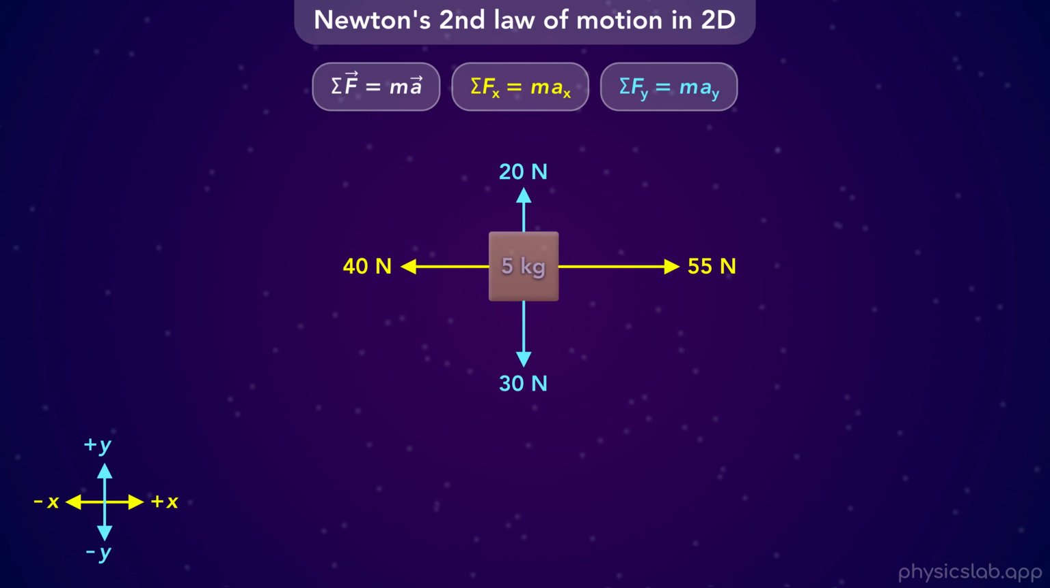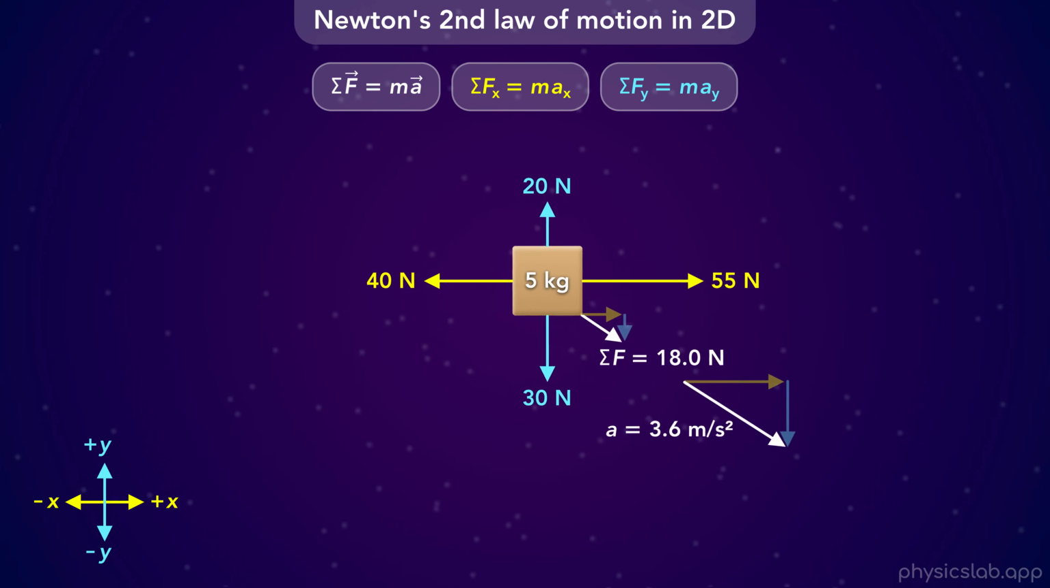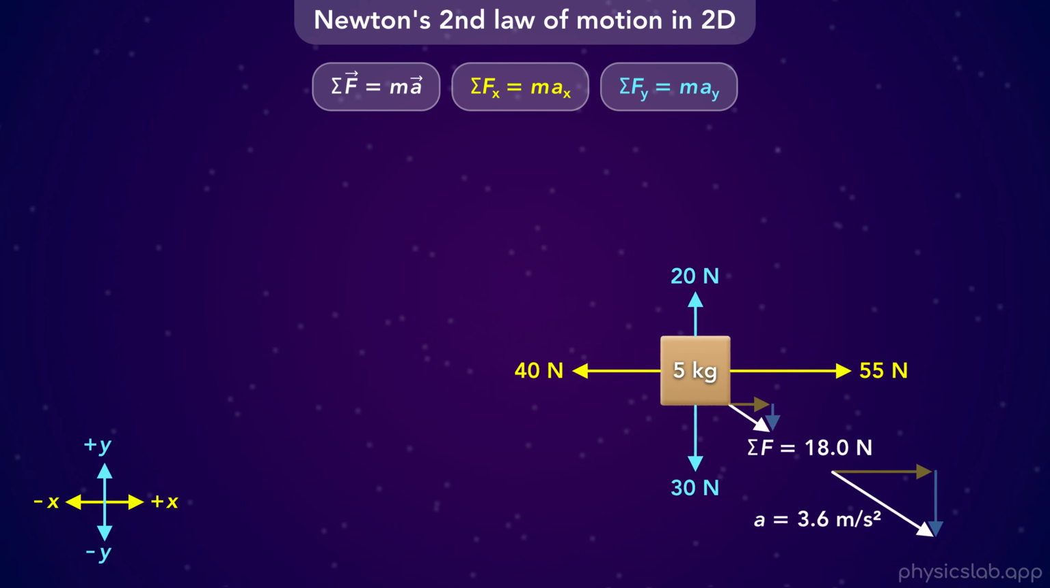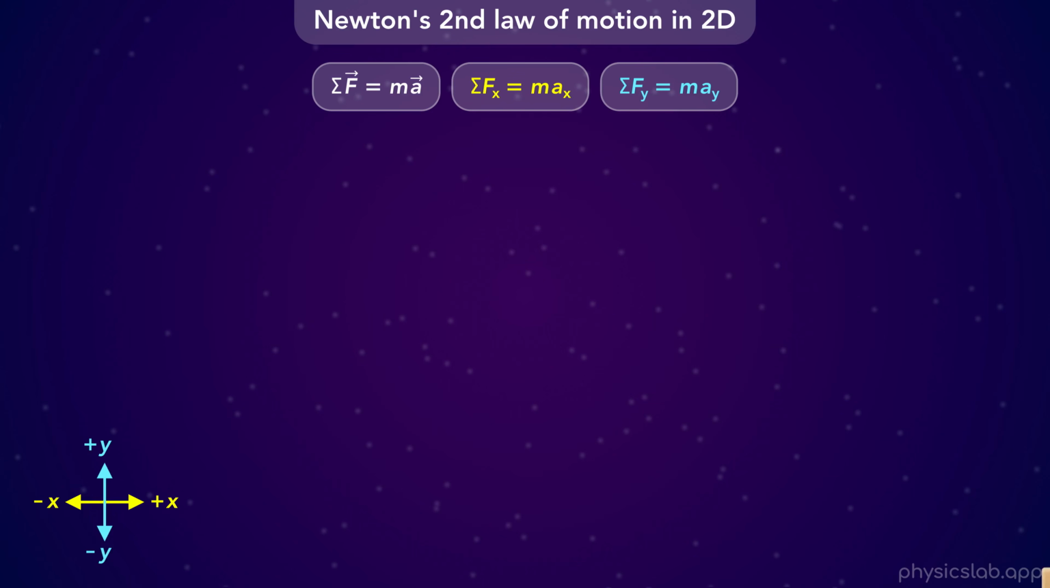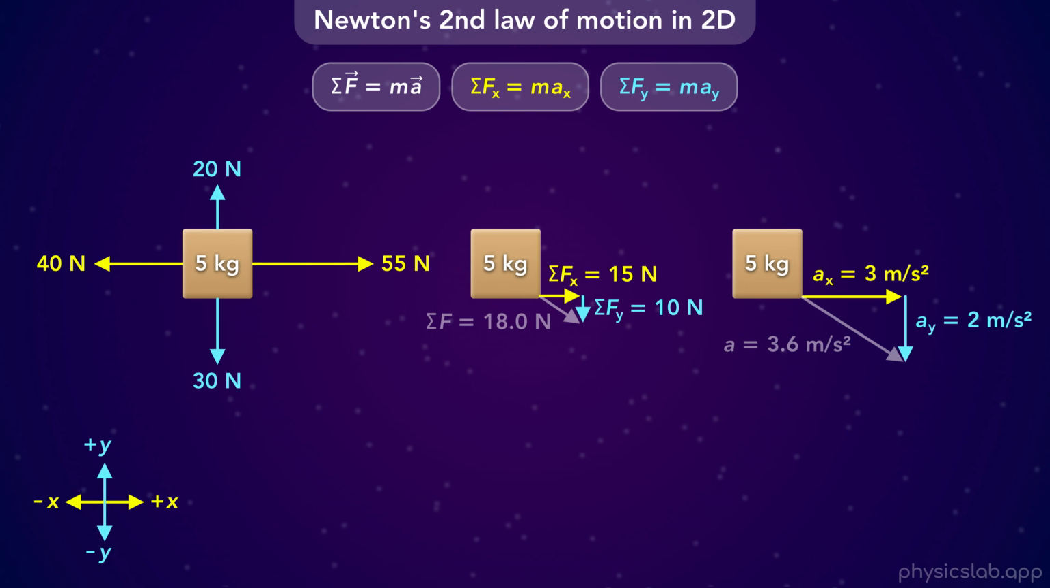So this is really what would happen if an object is free to move in any direction. There are multiple forces acting on the box, and the net force is 18 newtons in this direction. So the box accelerates at 3.6 meters per second squared in that direction. In most scenarios, an object only moves in the x direction or the y direction, so we don't usually combine them to find the actual net force or acceleration vectors. But that's how Newton's second law works in 2 dimensions.